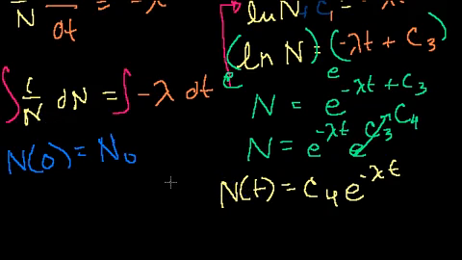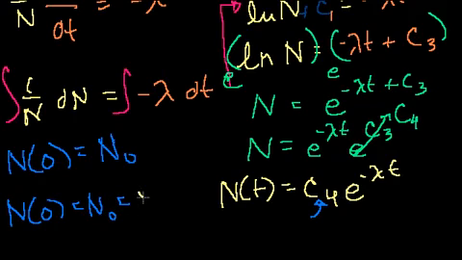So let's see if we can substitute that into our equation to solve for C4. So we say at n sub 0, let's put 0 in here. That is equal to n sub naught, and that's equal to C4 times e to the minus lambda times 0.